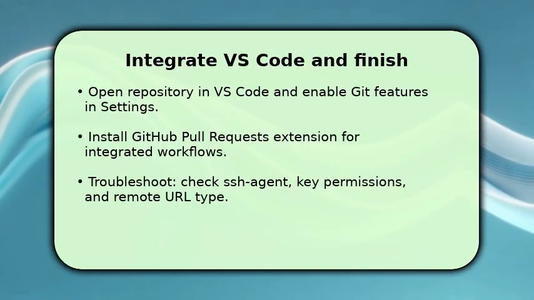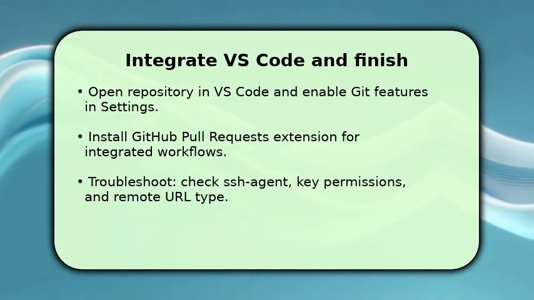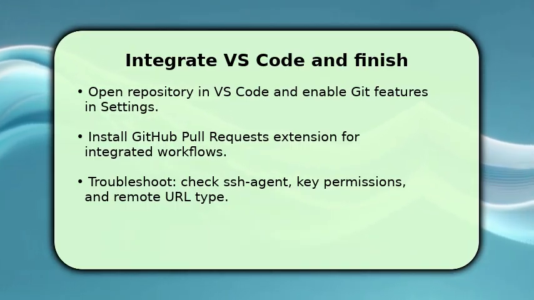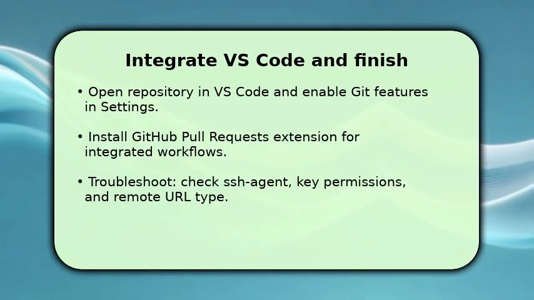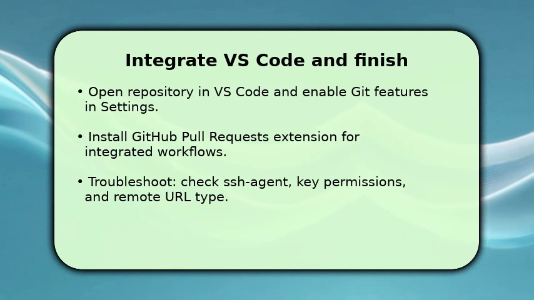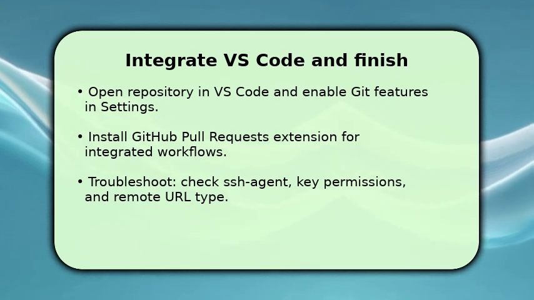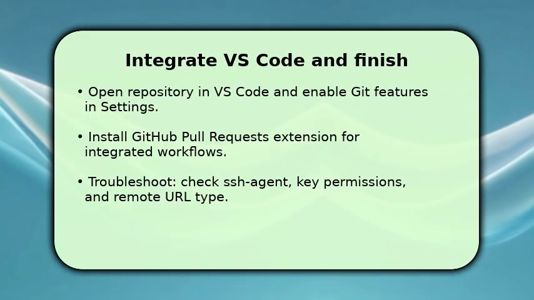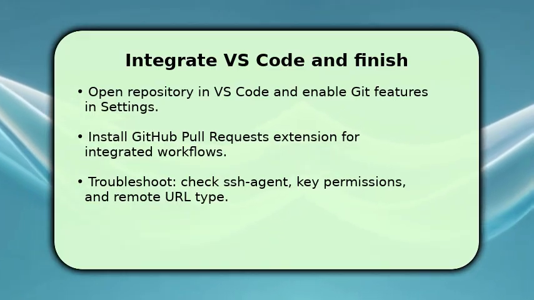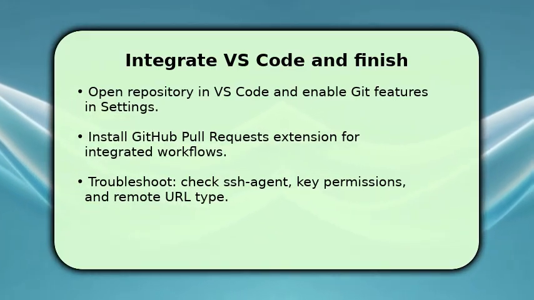Make sure VS Code uses the system SSH by checking settings, remote SSH or Git SSH command if needed. If something goes wrong, verify the SSH agent is running, your private key permissions are 600, and the remote URL uses git@github.com. These fixes resolve most connection problems.